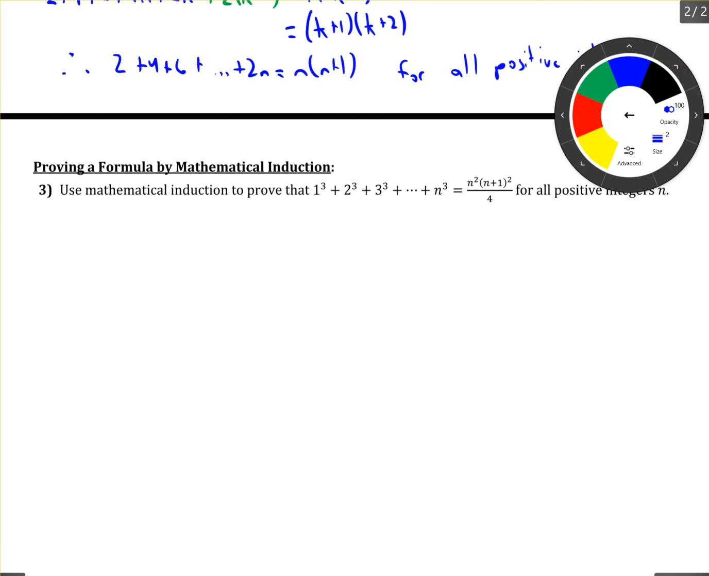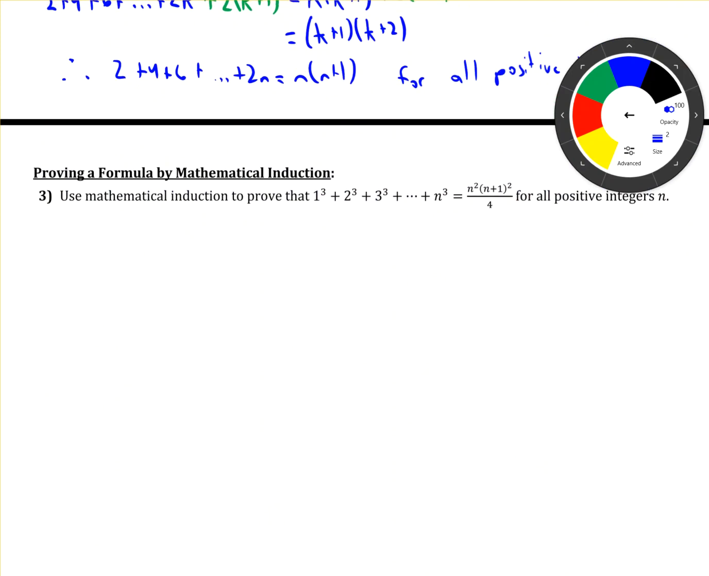Use mathematical induction to prove that 1 cubed plus 2 cubed plus 3 cubed, basically the sum of the first n cubes, is equal to n squared times n plus 1 squared over 4. So for S1, we need to check: is S1 true? Does 1 cubed equal 1 squared times 1 plus 1 squared over 4? Well, that means 1 equals 4 over 4, which is equal to 1, so that's true.